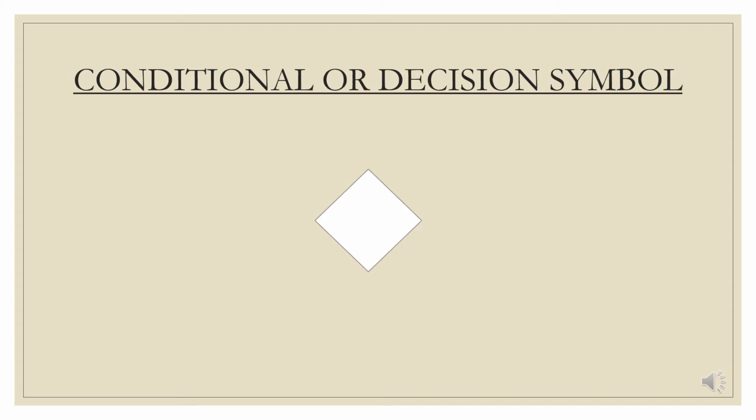Conditional or decision symbol. It is represented using a diamond. It is basically used to depict a yes or no question or a true or false test. The two arrows coming out of it, one from the bottom point and the other from the right point, correspond to yes or true and no or false, respectively. The arrows should always be labeled. A decision symbol in a flowchart can have more than two arrows, which indicates that a complex decision is being taken.